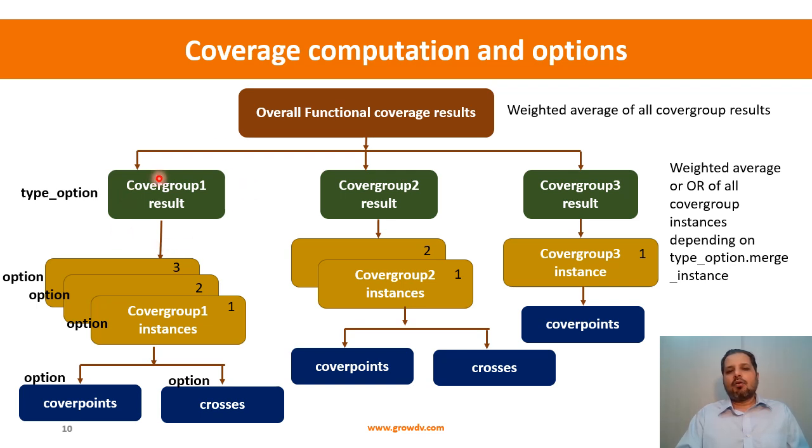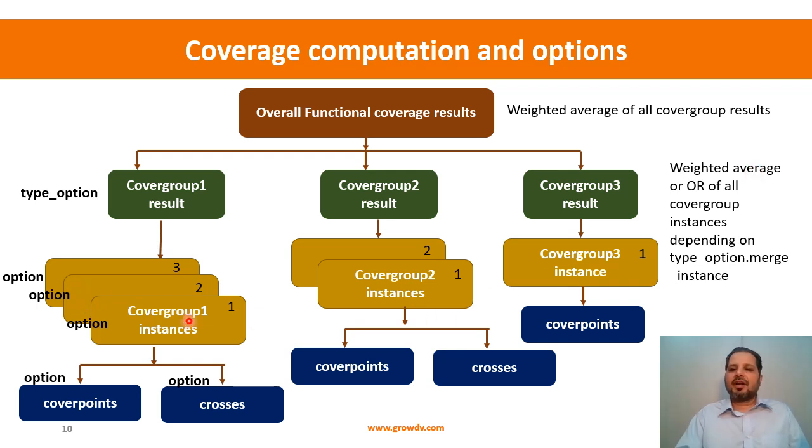But when it comes to computing the overall cover group as a type, there are two options. One is a weighted average, or all cover group instances being ORed together. Being ORed together means, to make it simple, let's say I have 3 bins, and each cover group instance hits 1 bin. Bin 1 is hit by instance 1, bin 2 is hit by instance 2, and bin 3 is hit by instance 3. When you OR it, it will show 100% functional coverage, because it is merged across instances. When you merge across instances, if any one of the instances provides the coverage, it is sufficient, so unique coverage should be provided across all the instances. That is what the merge instance option means. And when the merge instance option is not set, it resolves to doing the weighted coverage across all the cover groups.